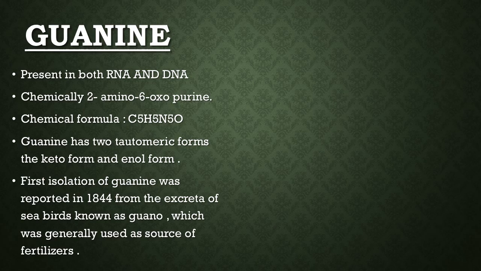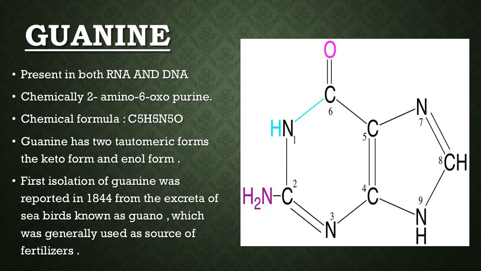Let's have a look at guanine. Guanine is present in both RNA and DNA. Chemically, it is 2-amino-6-oxopurine. The chemical formula of guanine is C5H5N5O. As you can see in the picture, the very important structure of guanine. Guanine has two tautomeric forms, the keto form and enol form. Guanine was first isolated in 1844 from the excreta of seabirds known as guano, which was used as a source of fertilizers.